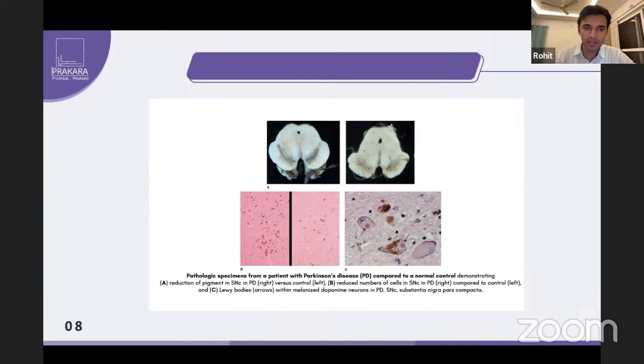And in the below slides, the histopathology, you see there is loss of pigmented cells, and the number of cells is also reduced. And then you can see Lewy bodies in the bottom right slide, which are dense intracytoplasmic inclusion bodies with a central pigmentation and then a peripheral halo.